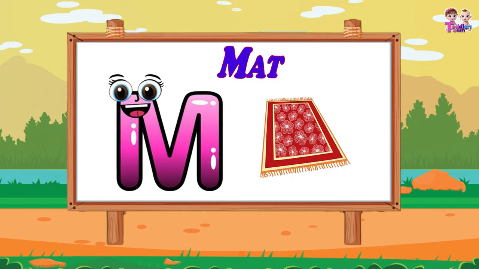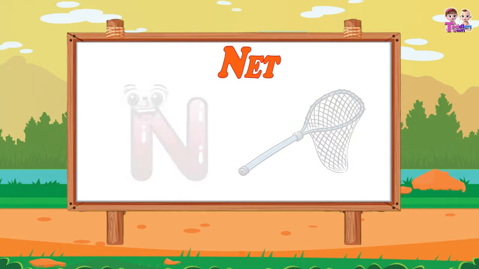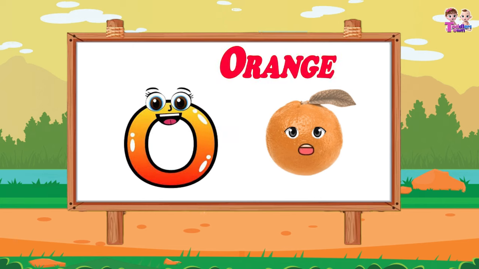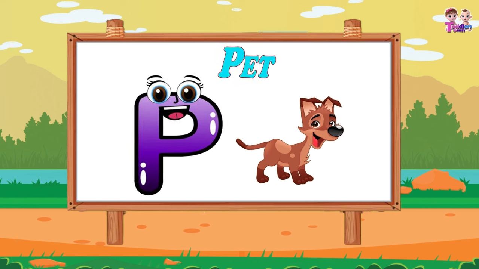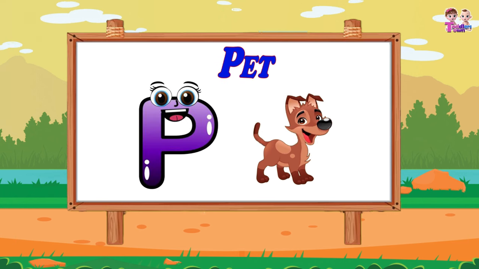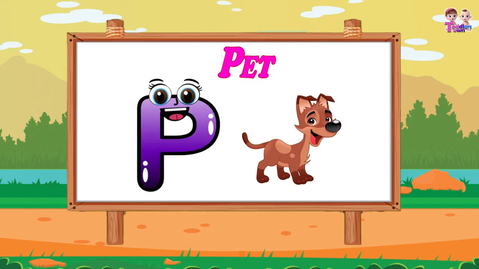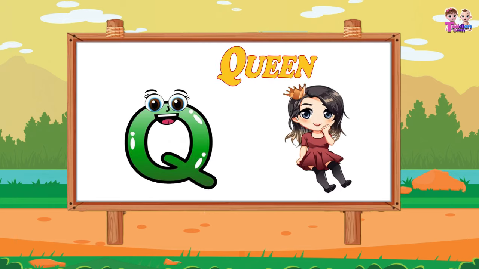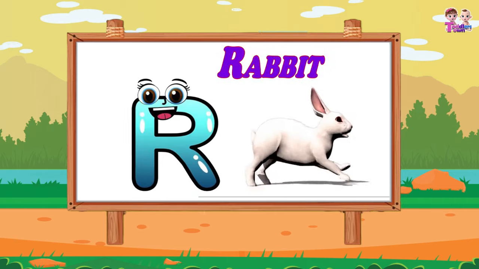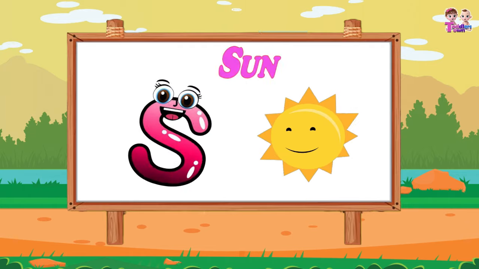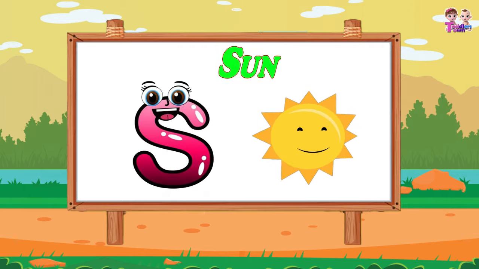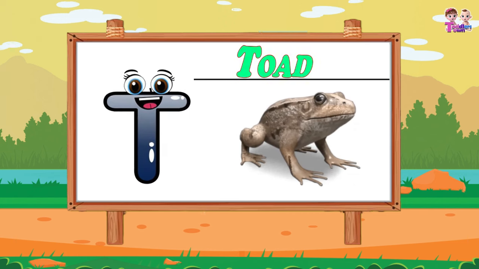M is for mat, mat. N is for net, net. O is for orange, orange. P is for pet, pet. Q is for queen, queen. R is for rabbit, rabbit. S is for sun, sun. T is for toad, toad.